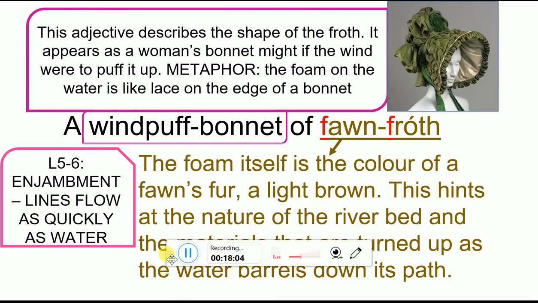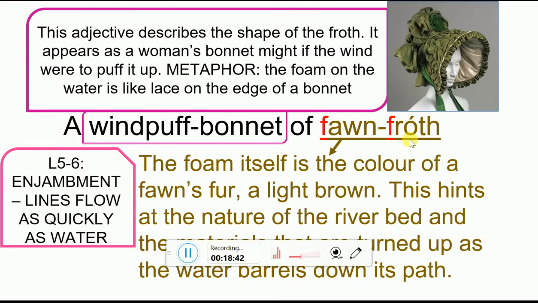Once it's resting, the writer, Hopkins, uses a metaphor here to compare the water. Or before that, let us appreciate the adjective that is used to describe the shape of the froth. It appears as a woman's bonnet. This can be a woman's bonnet, right? Which might be puffed up if the wind were to blow it. Metaphor: the foam on the water is like lace on the edges of the bonnet. Now the foam is resting down at the lake. Remember the line before this one. Now it looks like a wind-puff bonnet, not only a bonnet but a bonnet that was blown by the wind, hence it says wind-puff. Bear in mind that Hopkins formed his own compound words by borrowing dialects from Scottish. I'm repeating that. Of a fawn froth.